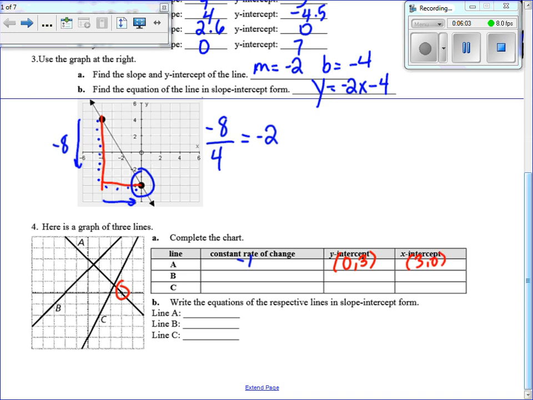Looking at B, we want to do the same thing. So we want to find our slope here. Again, pick 2 points that are on that line. So maybe these two, and we see that we go up 1 and right 1. So that would mean that we have a slope of +1/1, or just 1. And then we want to find the x and y-intercepts from that one. We see that our y-intercept is at (0, 2). And we see that our x-intercept is at (-2, 0).